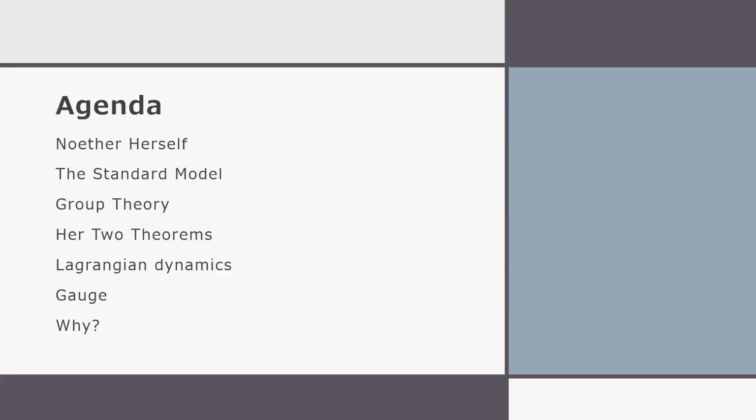So, having said something about Noether herself, I'm going to jump ahead to how this all gets into the standard model, and then I'm going to jump back into group theory. I'll talk about Noether's two theorems, how they came out of an assignment that Klein and Hilbert gave to her. And I'll touch very briefly on Lagrangian dynamics, the idea of a gauge and how that plays into the concept of gauge in the standard model.